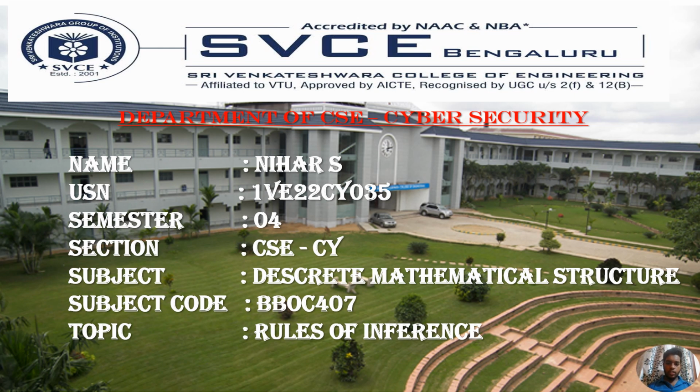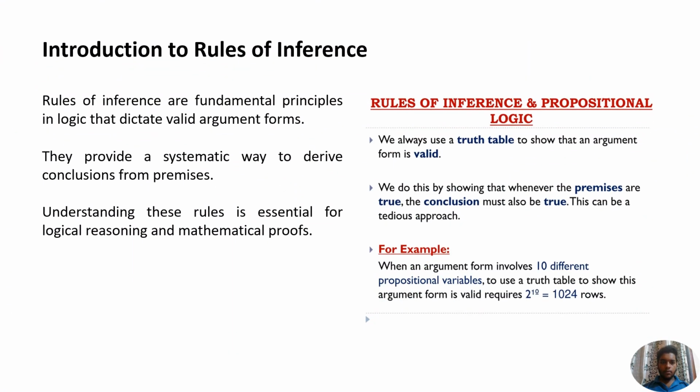Today we are going to discuss discrete mathematical structures, rules of inference. Moving on to the introduction to rules of inference. Rules of inference are fundamental principles in logic that dictate valid argument forms. They provide a systematic way to derive conclusions from premises. Understanding these rules is essential for logical reasoning and mathematical proofs.